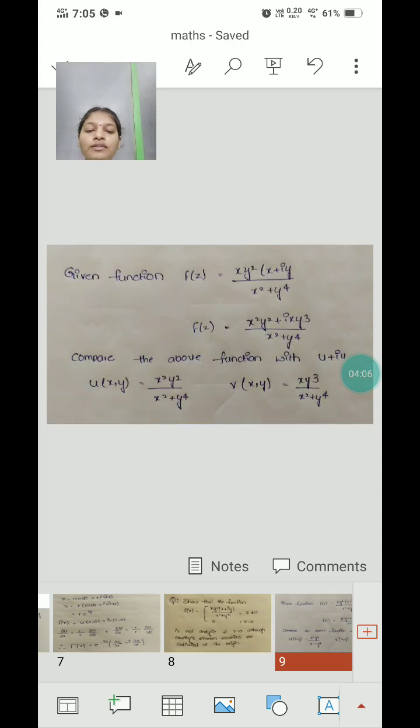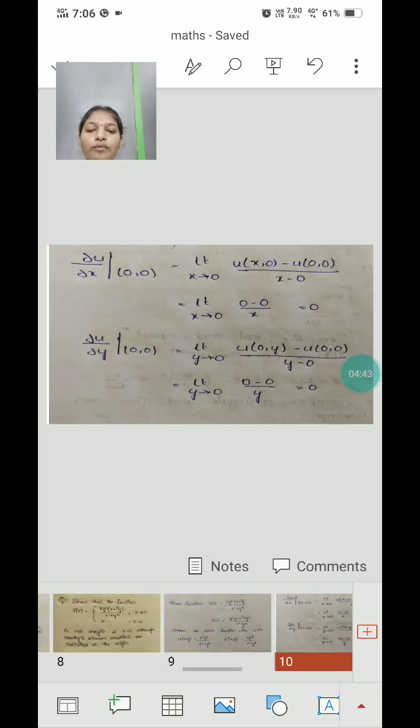First we can write what is given in the question. First, f of z is equal to xy square into x plus iy by x square plus y power 4. F of z is equal to x square y square plus i xy cube by x square plus y power 4. Comparing the above equation with u plus iv, where u of x comma y is equal to x square y square by x square plus y power 4, and v is equal to xy cube by x square plus y power 4.